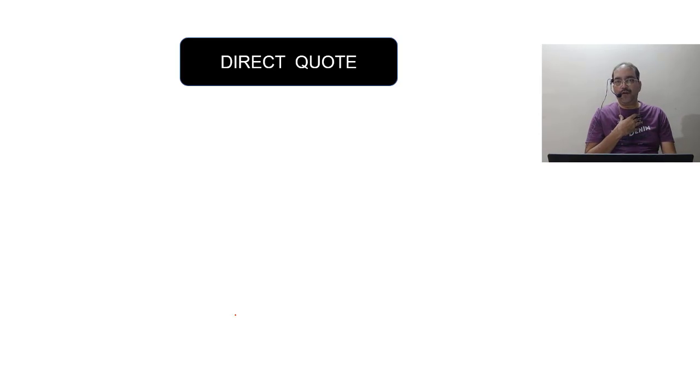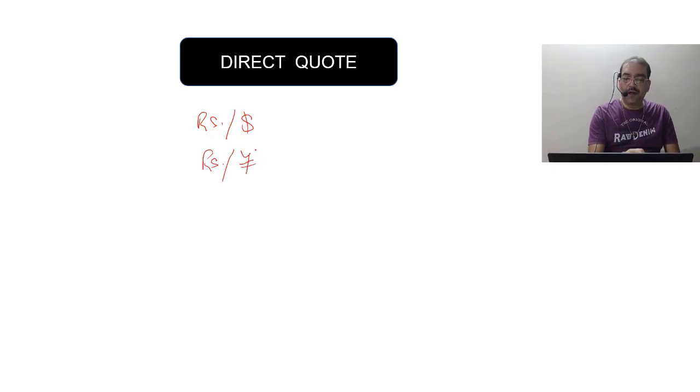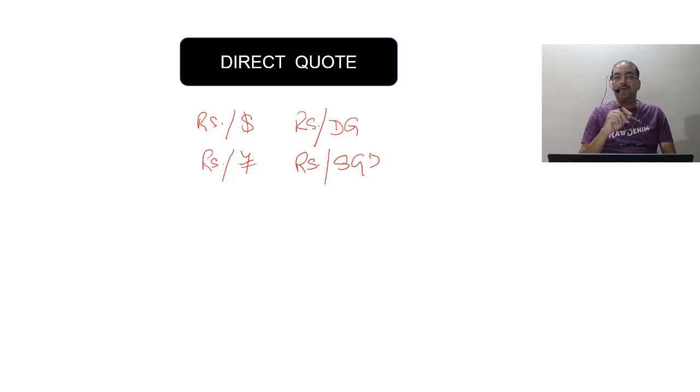What is our home currency? What is our domestic currency? Rupees. So if I write rupees to dollar, it is a direct quote. If I write rupees to yen, it is a direct quote. If I write rupees to Dutch guilders, DG, it is a direct quote. If I write rupees to Singapore dollars, it is a direct quote. Home currency first. Home currency first.